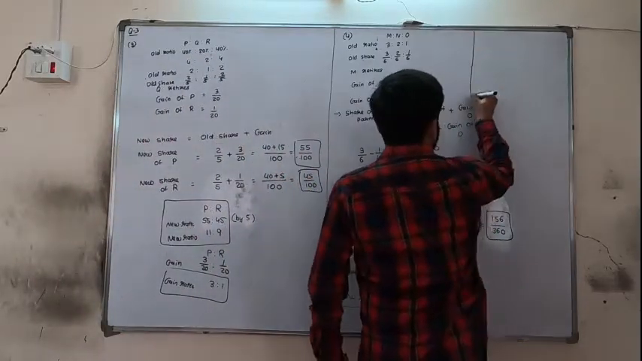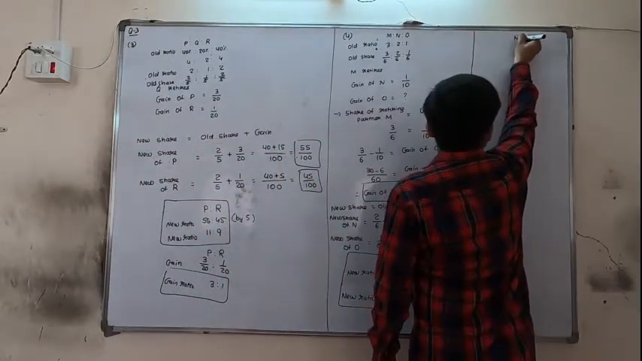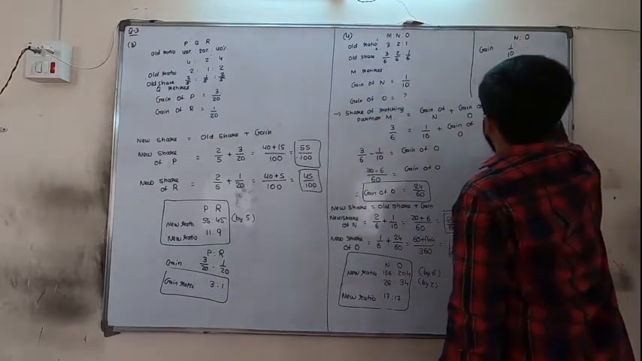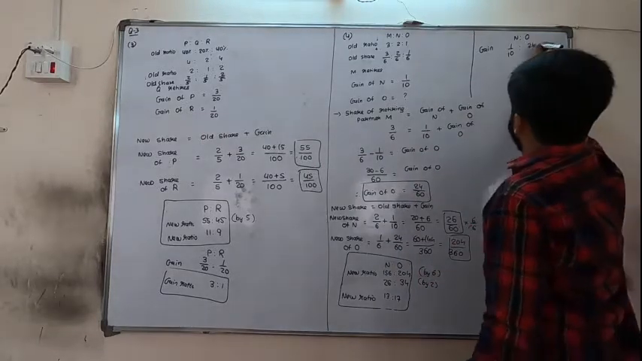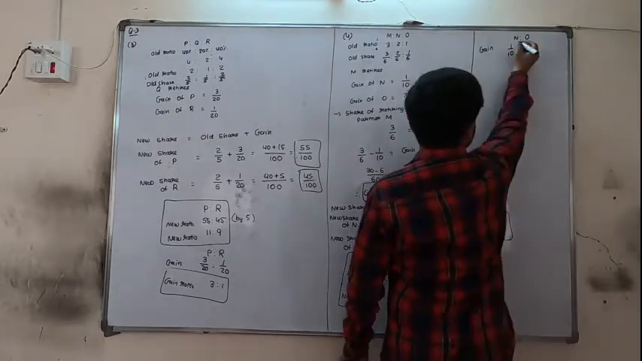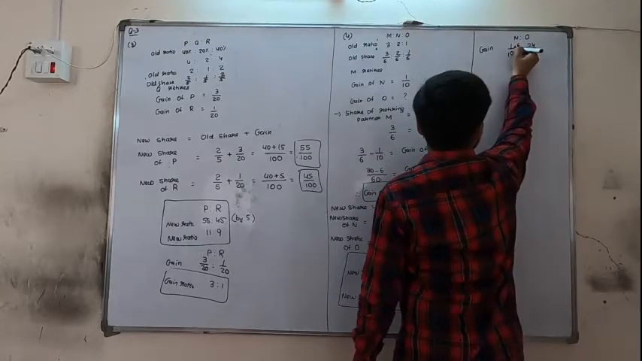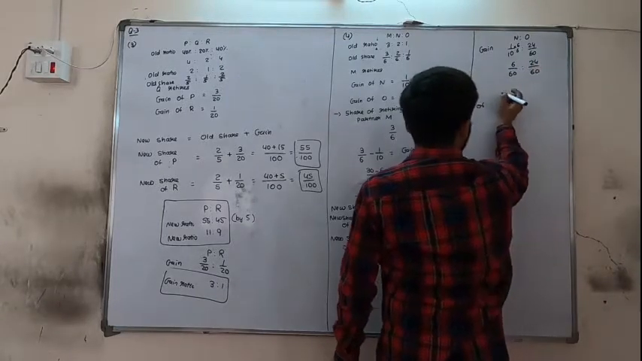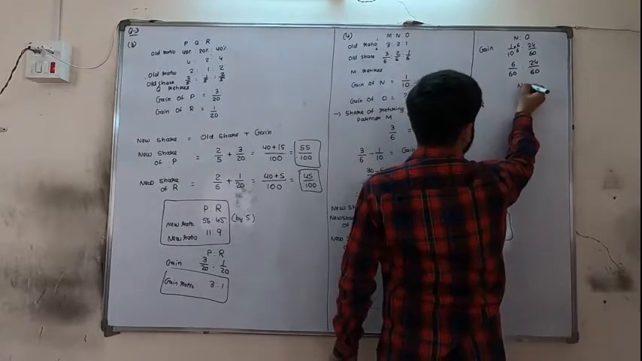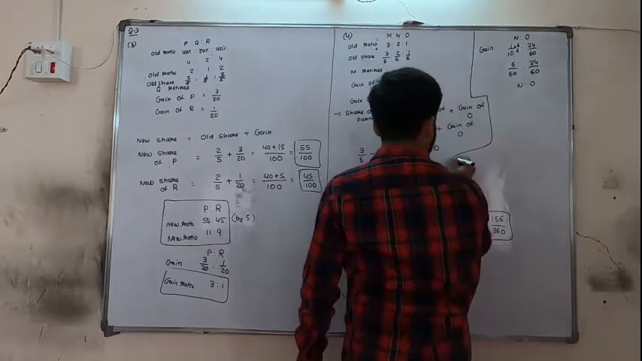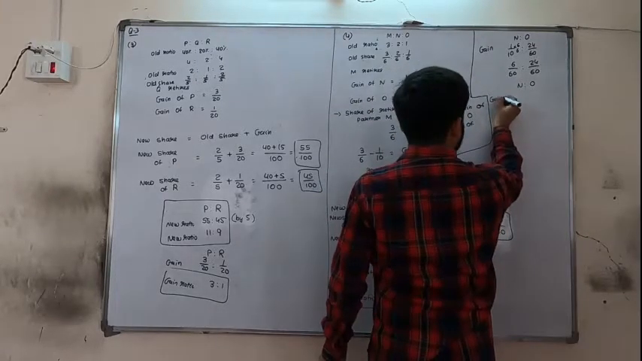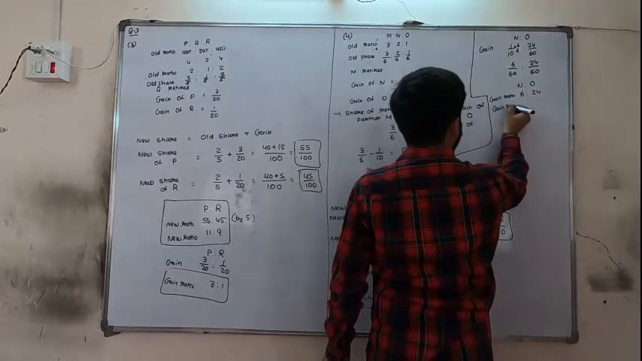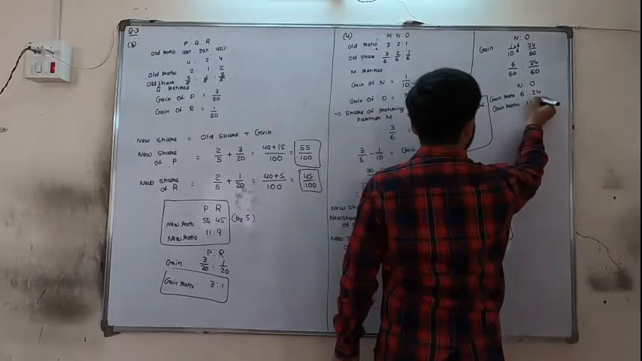Okay? Now between N is to O, gain. See, gain of N is 1 by 10 and gain of O is 24 by 60. Now we have to multiply this term by 6. So it would be 6 by 60, 24 by 60. So between N is to O, gain ratio would be 6 is to 24, or if you cut the terms by 6, it will be 1 is to 4.